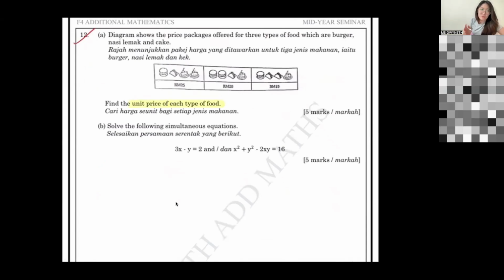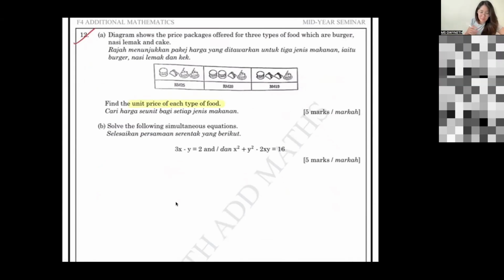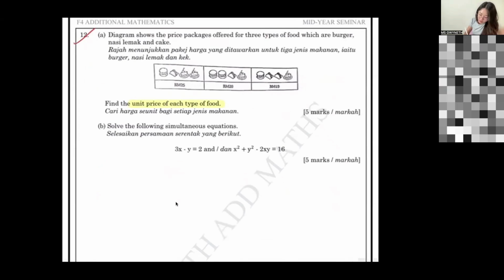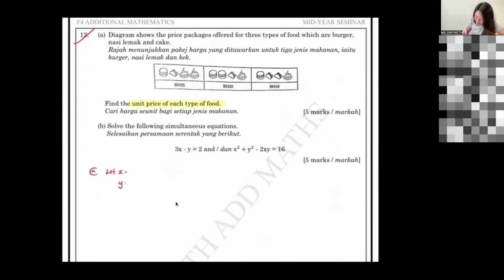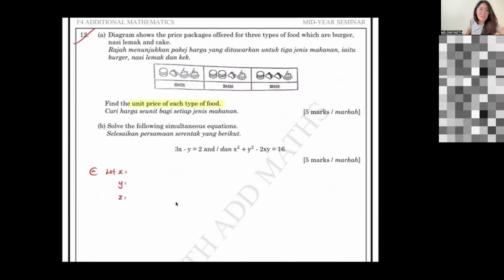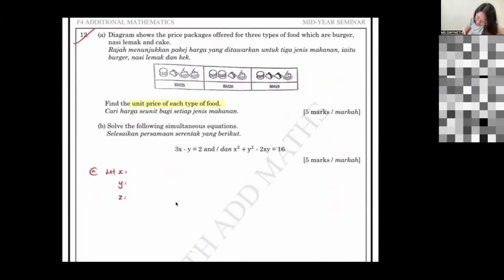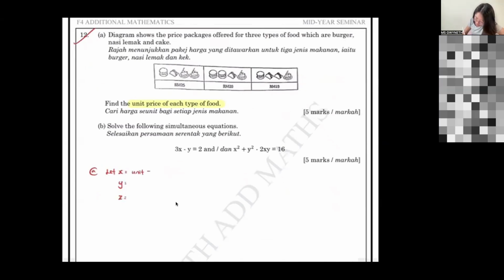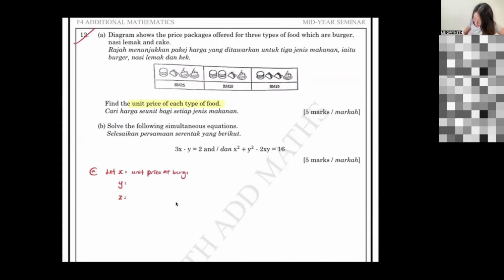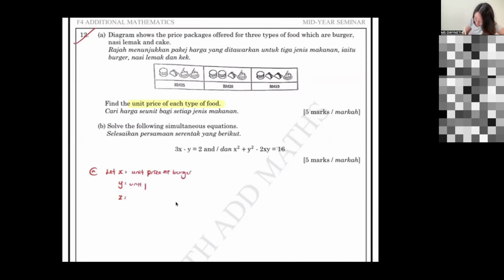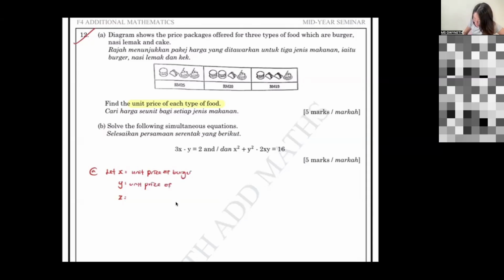Now, everybody, they didn't provide you x, y, z, or a, b, c, p, q, r. They don't provide you that. So what you need to do is, you need to write down what the unknown is representing. What you need to find is the unit price of each food, right? So you write out unit price of burger. Unit price of nasi lemak.